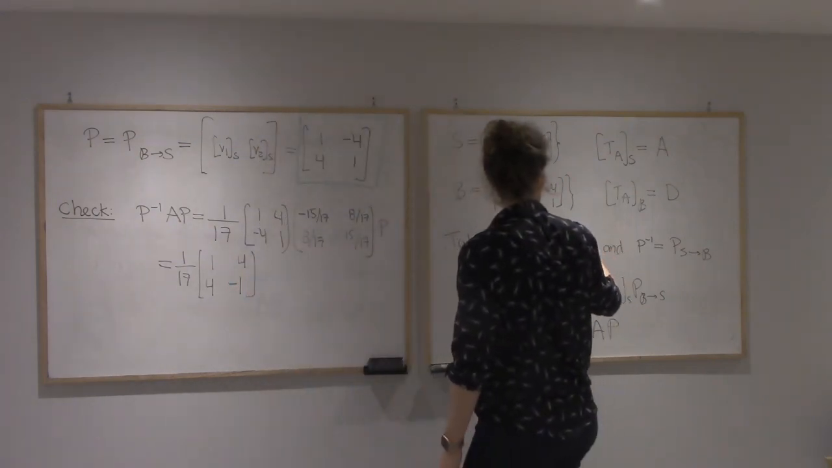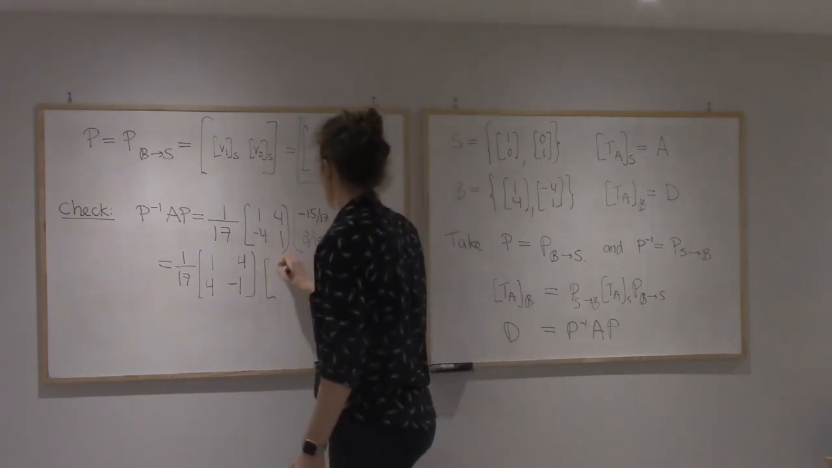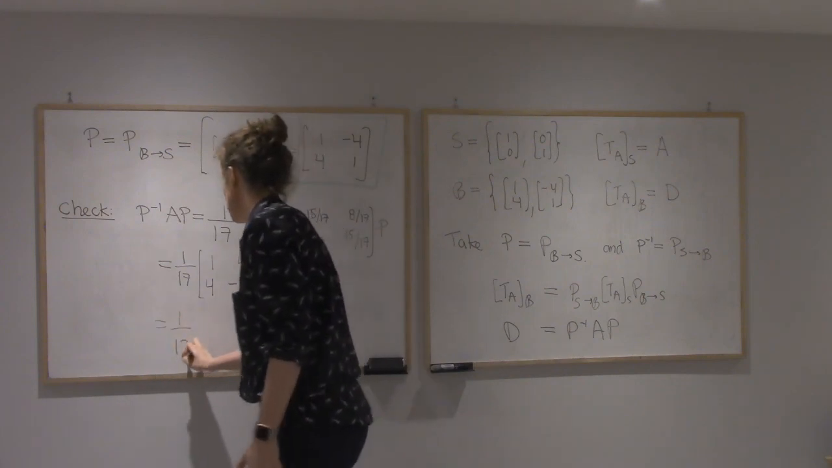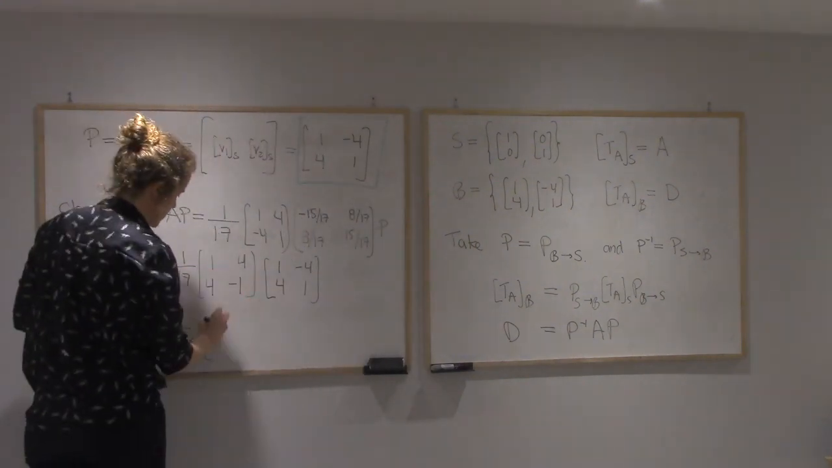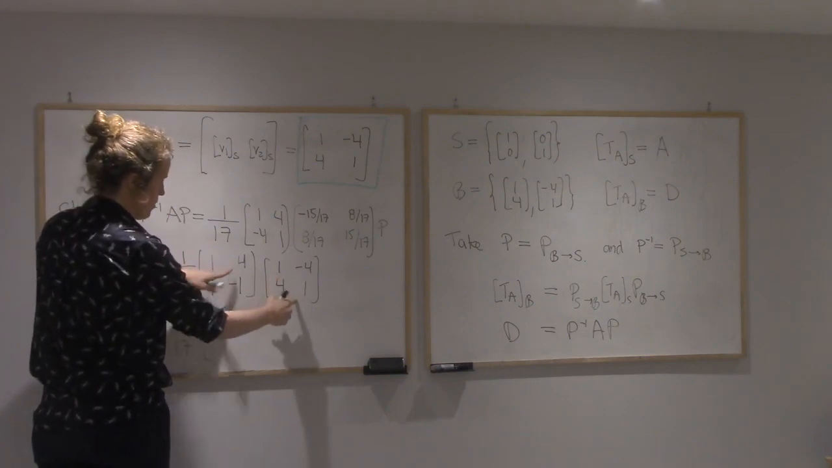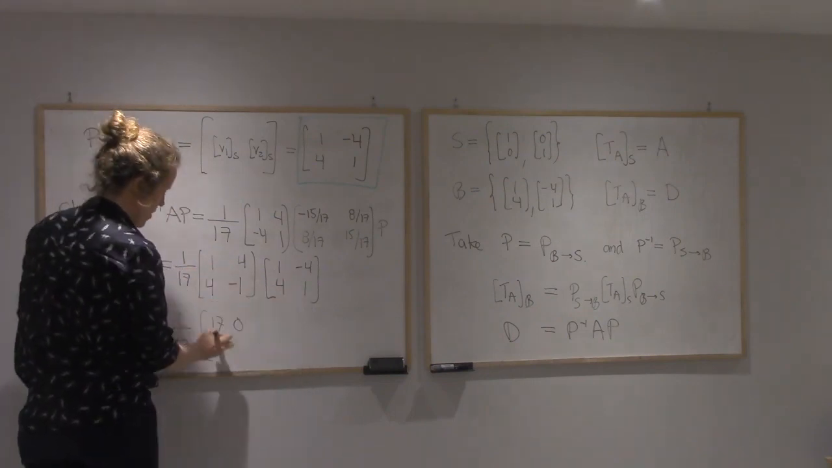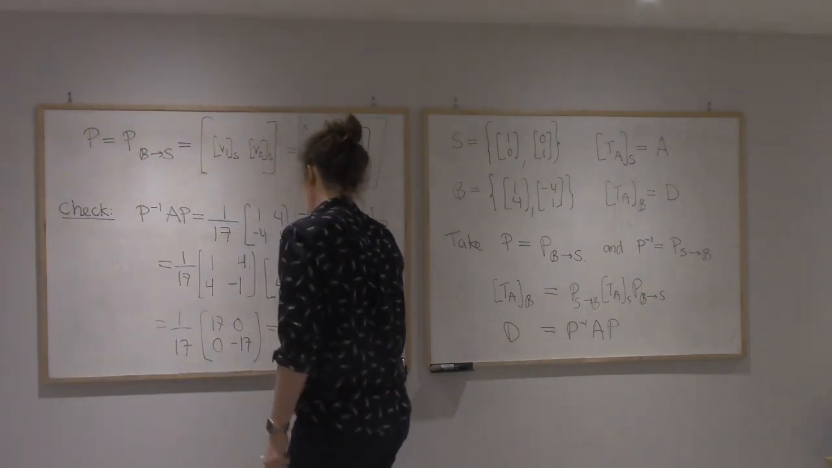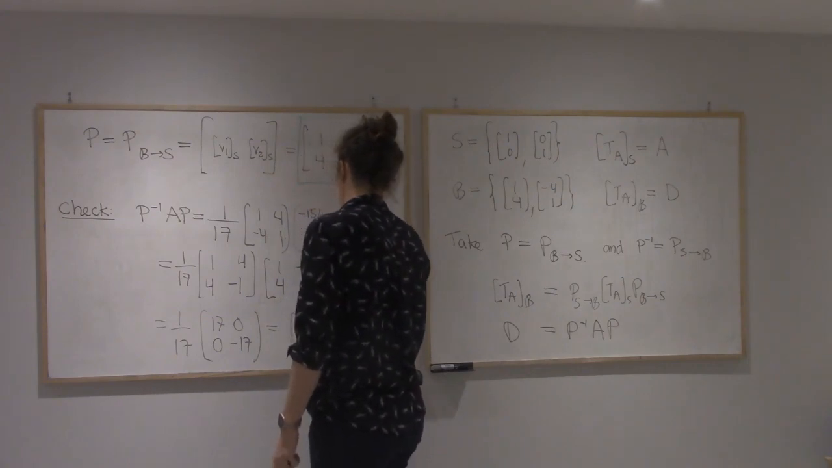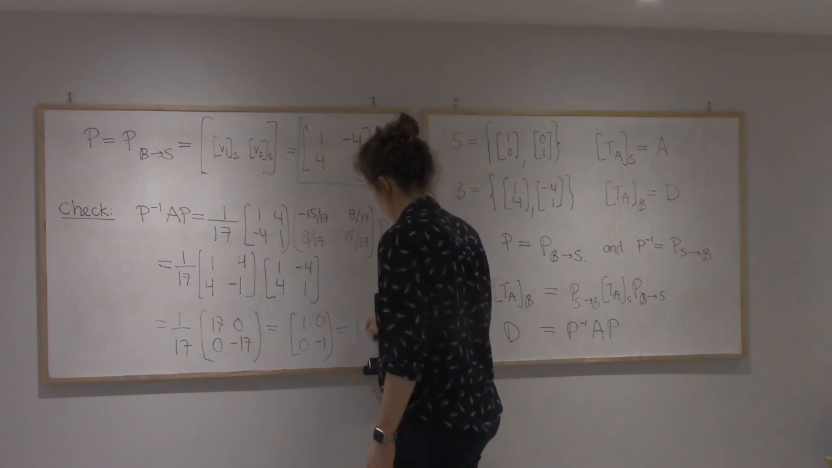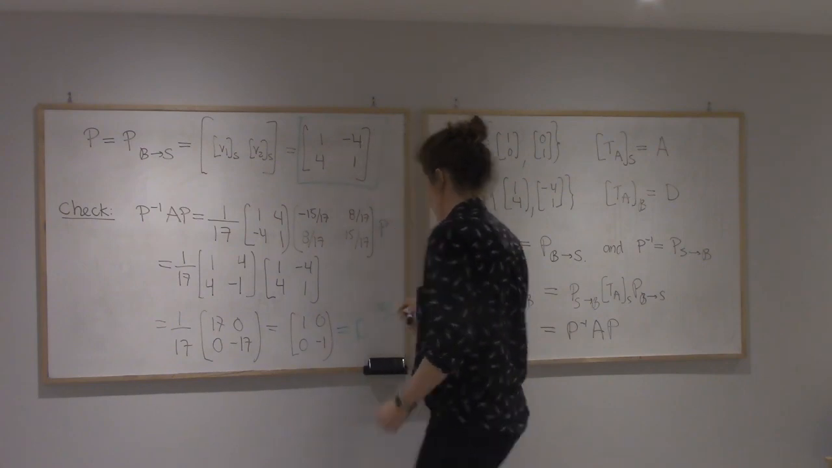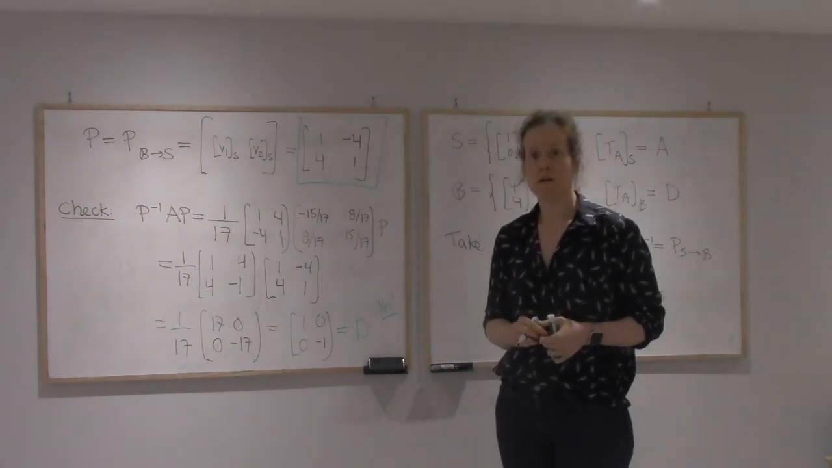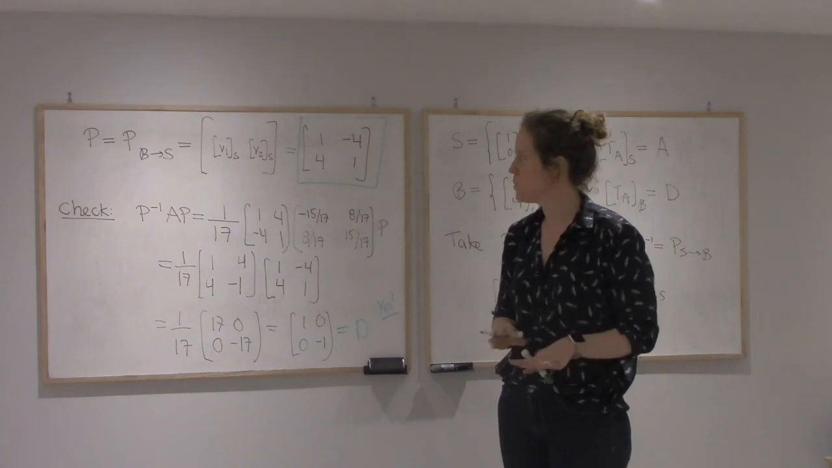And then I want P. P is this, so 1, 4, minus 4, 1. I get 1 plus 16, I get 17. Minus 4 plus 4, I get 0. 4 minus 4, I get 0. Minus 16 minus 1, I get minus 17. So I get 1, 0, 0, minus 1. Excellent. All right, so this works.